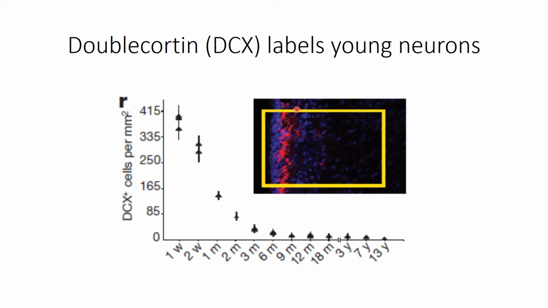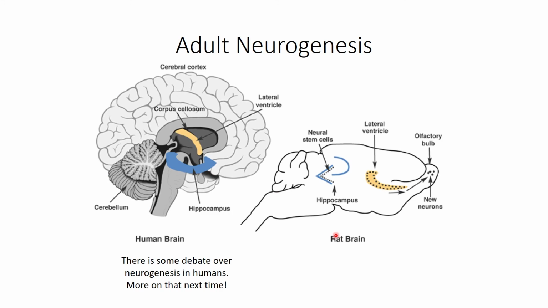So the red is the DCX positive cells, and then you can go through brain sections and count the number of DCX positive cells. And again, to reiterate, basically what we see in most areas of the brain is very little neurogenesis occurring. But that isn't true in all areas of the brain. It turns out that there is adult neurogenesis that occurs in the hippocampus, and there's also some adult neurogenesis that occurs in the lateral ventricle.